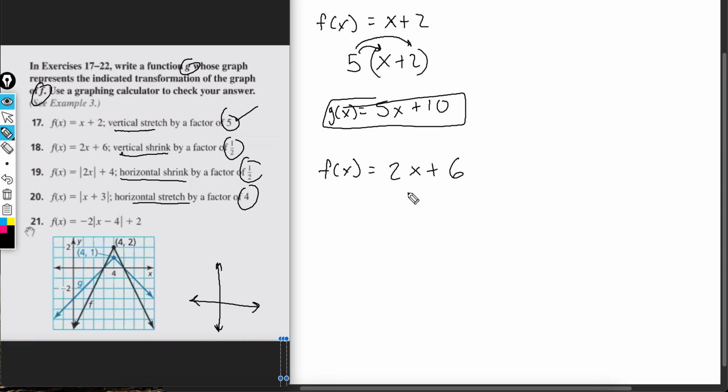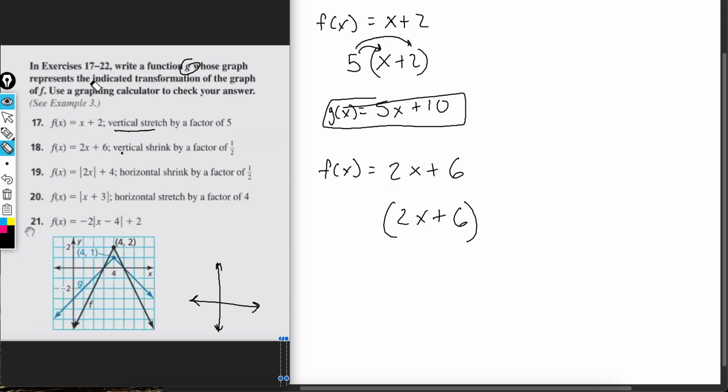So we wrote out our question. I'm going to write it down here, 2x plus 6. That's all I did so far, okay? Put the whole thing in parentheses. What do they want? Let me just clean this up. I don't like it when it starts to get too messy. Whatever. So, we're doing a vertical shrink by a factor of 1/2. We're going to put 1/2 on the outside. Feel me? That's all we've done so far.